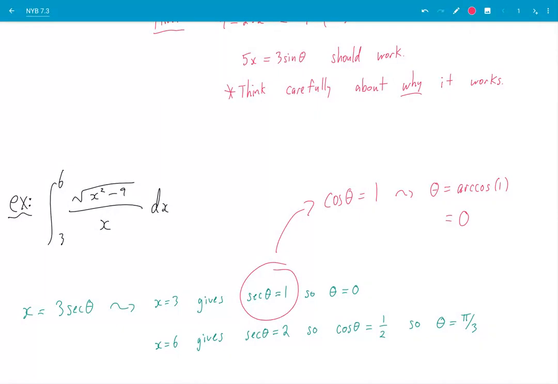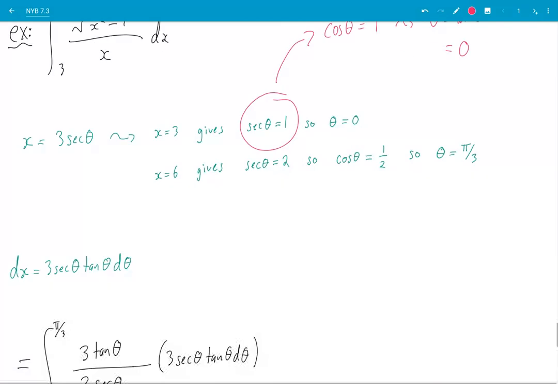Okay, so if you're not careful, you may choose theta is, well, I'm not sure why you'd do that, but you may say, oh, what about negative pi over 3? Well, not today. Okay, moving on. We've converted our bounds. The 3 is going to become a 0, and the 6 is going to become pi over 3.